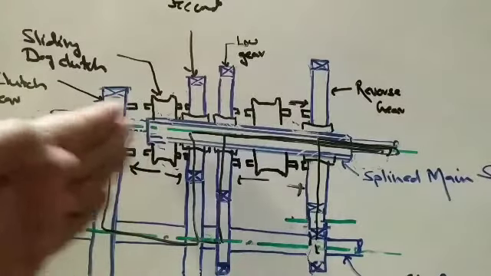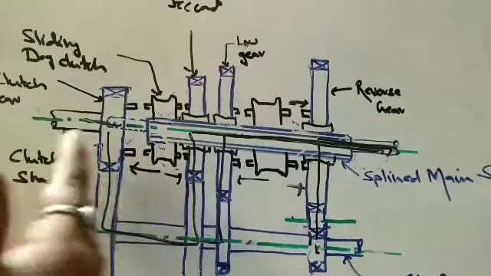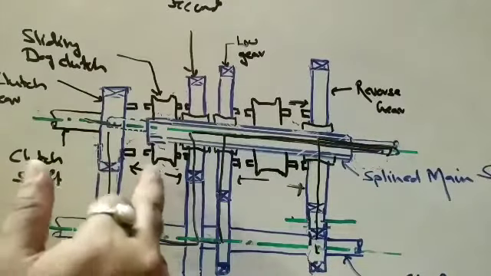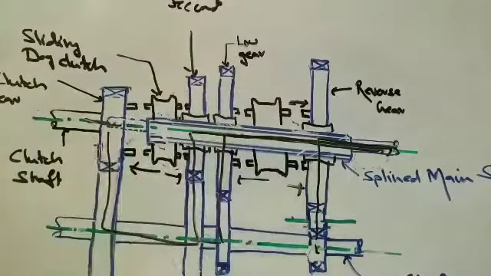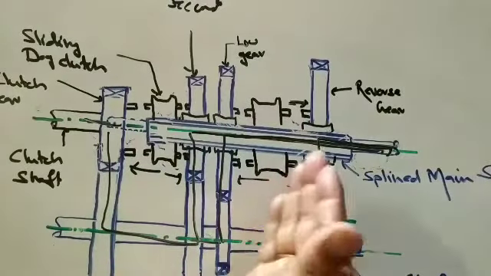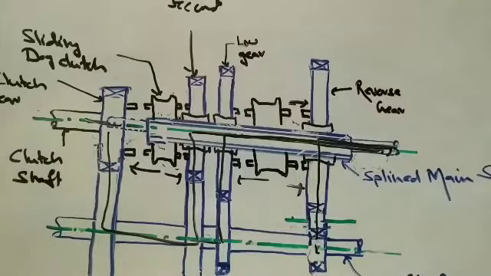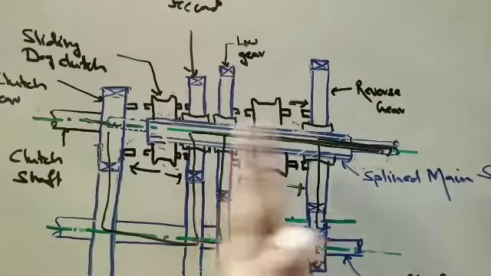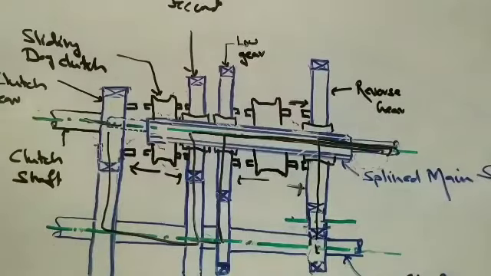Here we only have to shift the dog clutch. When we shift the dog clutch to the left, we get a direct drive as we have shown, and when we move the first dog clutch to the second position, we get a second drive. And the second dog clutch, when moved in the left direction, we get a lower gear drive, and when moved in the right direction, we get a reverse gear.